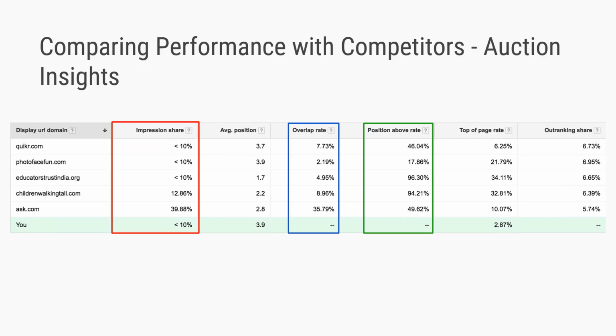This will indicate that my competitors are doing well in terms of impression share. They are appearing in a good position as well. They are also competing on the same terms where my ads are appearing. So I might want to improve my impression share, and I might want to improve my average position.